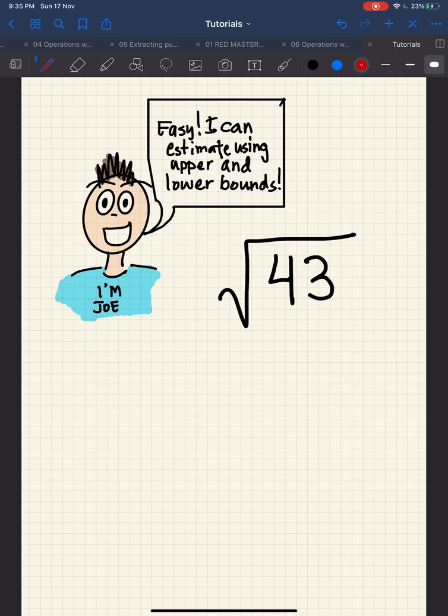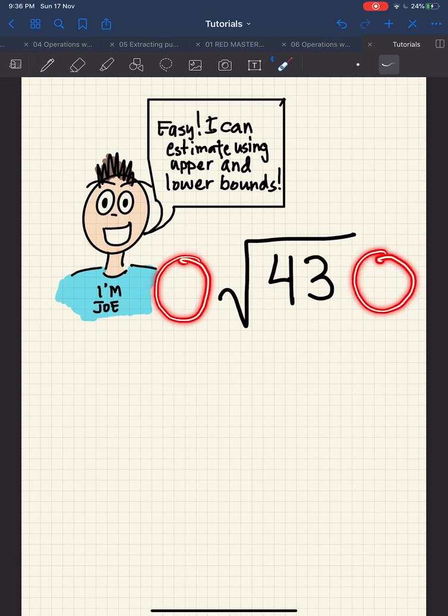Okay, let's look at the problem. He needs to look for the square root of 43. And we know 43 because of the squares, cubes, and roots worksheet that you did. We know that 43 is not a perfect square. So what Joe needs to do, he has to look for a lower bound and an upper bound that is a perfect square. It's like a perfect square sandwich.